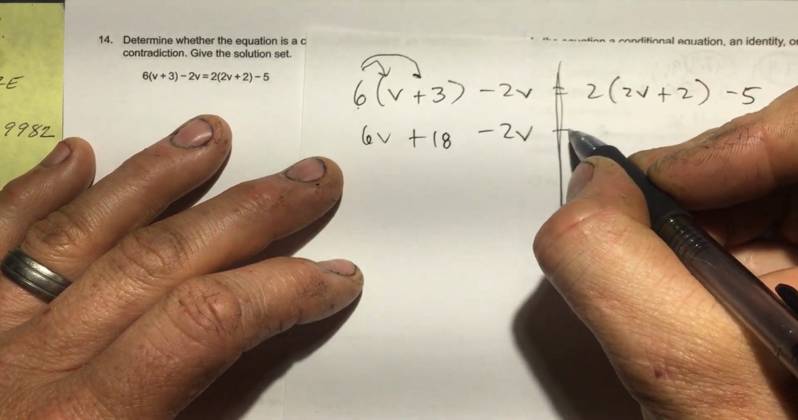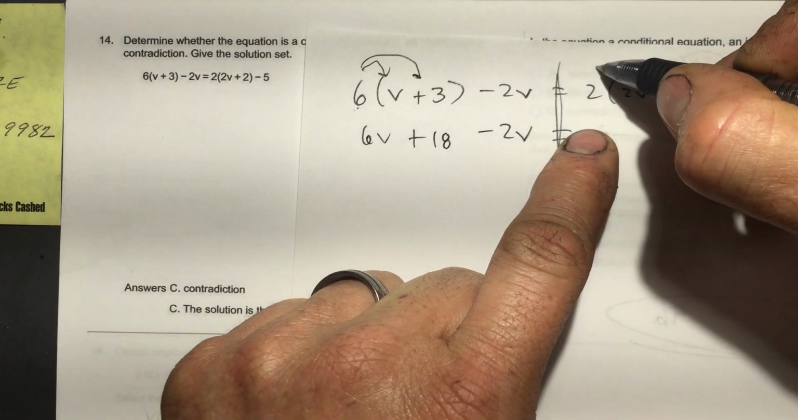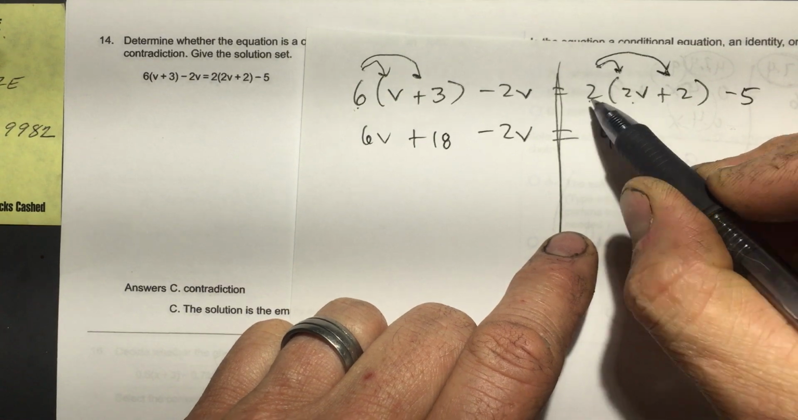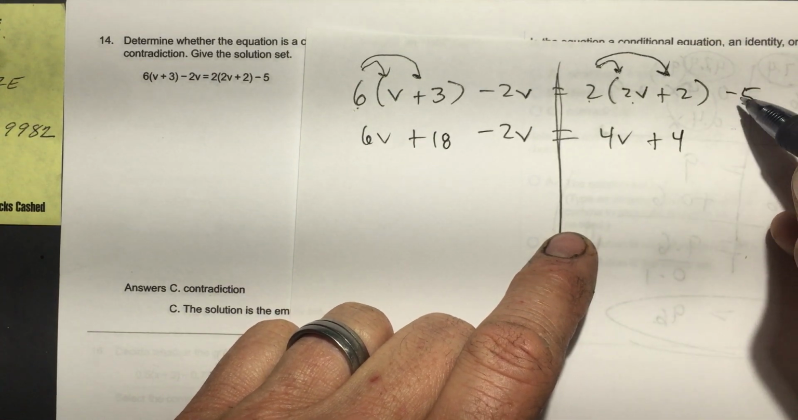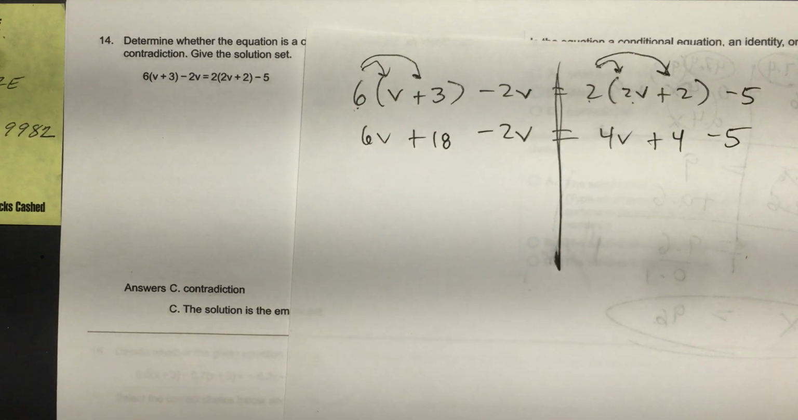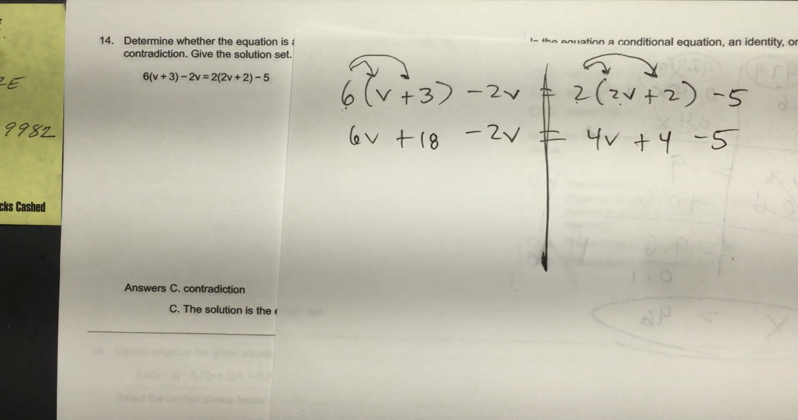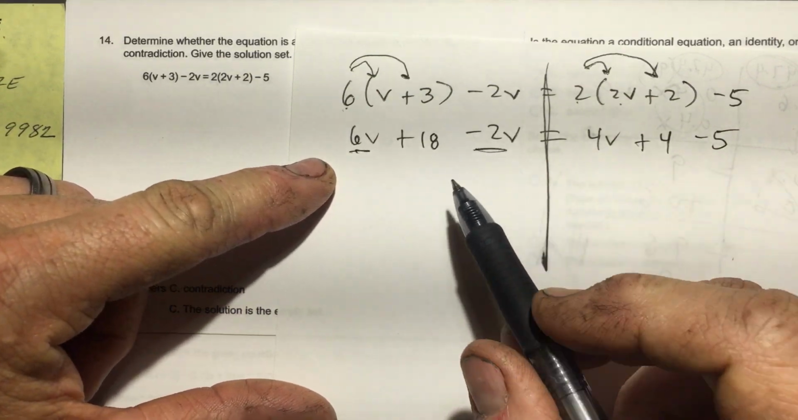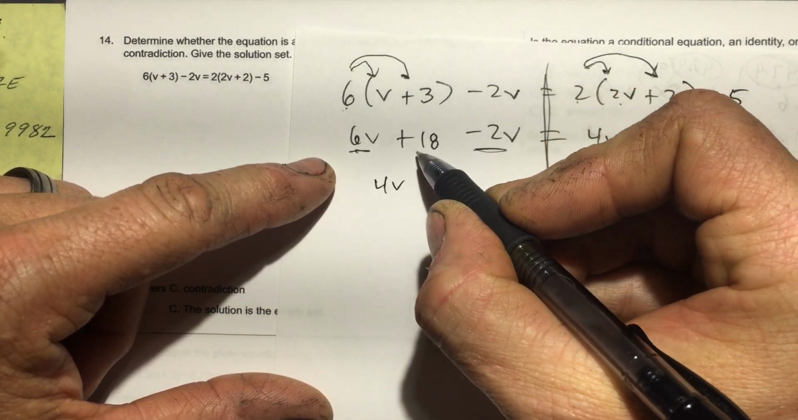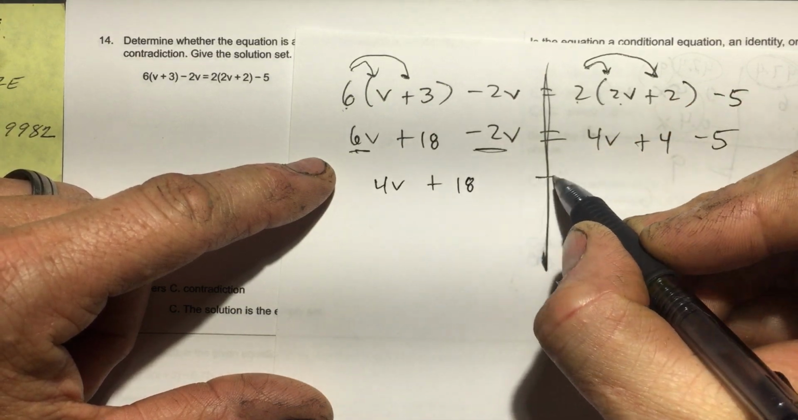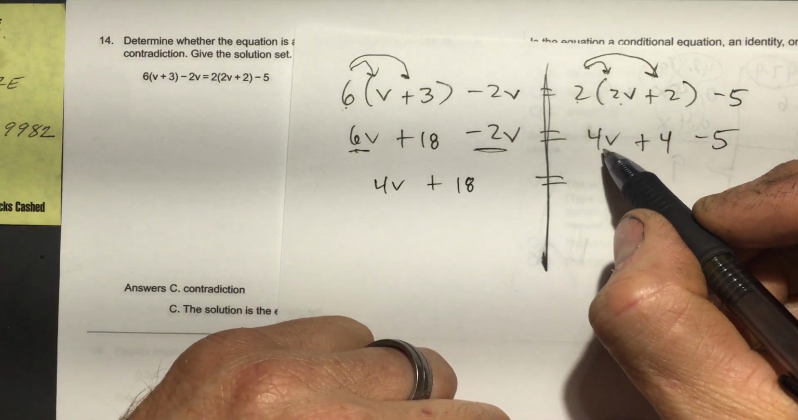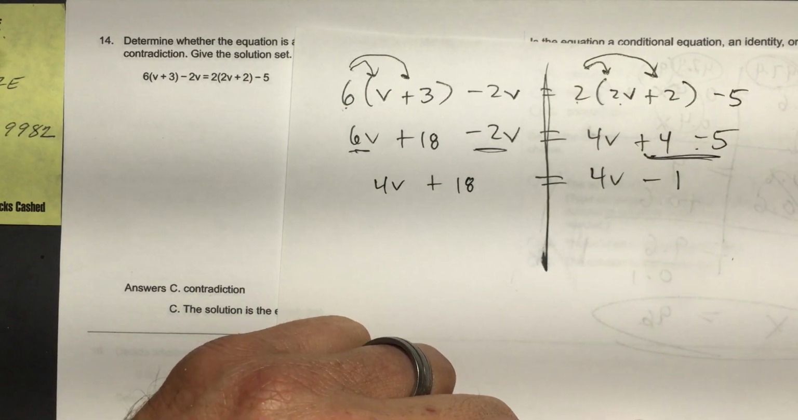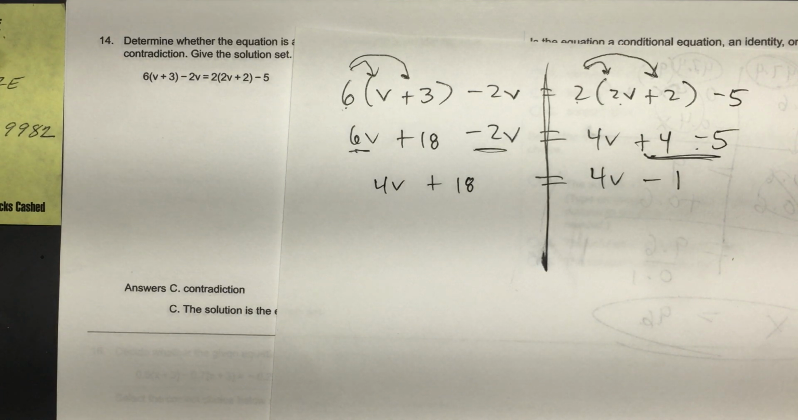I've got minus 2v, and then here's my equals. Over here, I've got to distribute that guy to all this. So 2 times 2v would be 4v. 2 times 2 would be 4. And then I've got minus 5. Okay. Now let's add our like terms together. So I've got right here 6v minus 2v would be 4v. And I've got plus 18. Over here, I've got my 4v here. And then these two, 4 minus 5 would be negative 1. So add your like terms together.